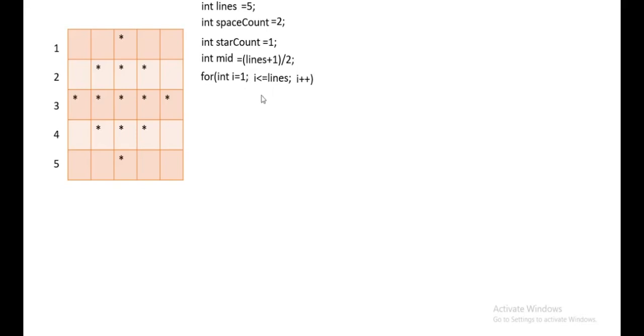Now when we have gone through the lines, we need to manage the spaces and stars. In each line, we need to define 2 for loops, one for space and another for stars. Here the space must be printed before the stars, so first we use a loop to manage the space. We define a condition that starts from 1 and goes up to the space count variable, and each time we increment j by 1. Then we print a space inside this for loop.